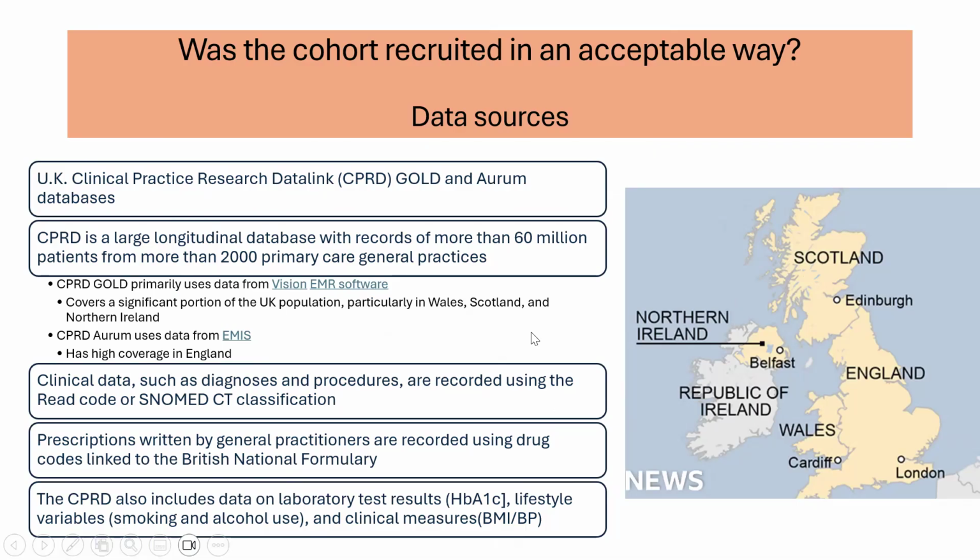So the advantage of the CPRD is it has clinical data such as diagnoses and procedures. They are recorded using the Read code or SNOMED CT classification. Any prescriptions written by the general practitioners are recorded using drug codes linked to the British National Formulary. And it also includes data on lab tests, lifestyle variables, and clinical measures.